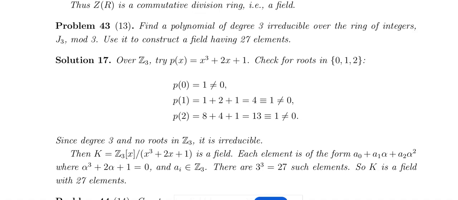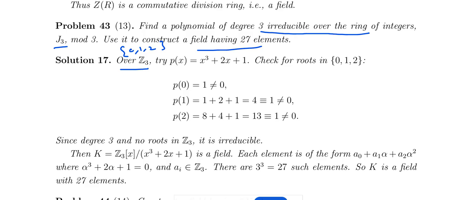Find a polynomial of degree 3 irreducible over the ring of integers, here denoted as Z3, modulo 3. So use it to construct the field having 27 elements. Over Z3 means that it is 0, 1, 2. That is the Z3. And P of x equals x cube plus 2x plus 1. That is a degree 3 polynomial that is irreducible over Z3.